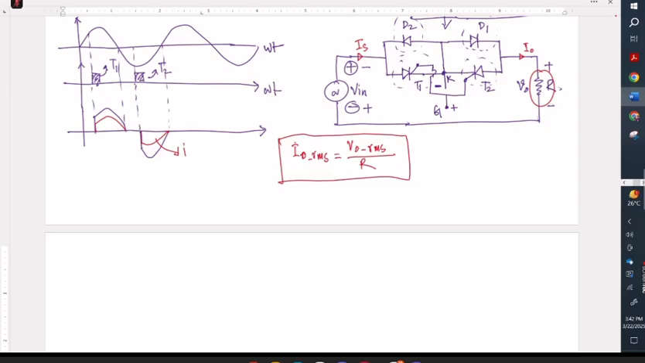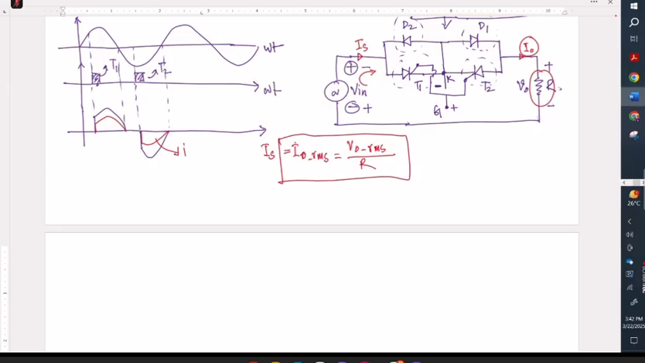Whenever your load has current, this current must be coming from your source, right? So in that case, what should be the RMS value of the input current? Since your input current is the same as the output current, that should be equal to the input current RMS as well. Right? Any confusion regarding this?